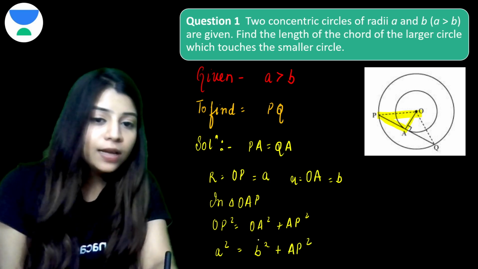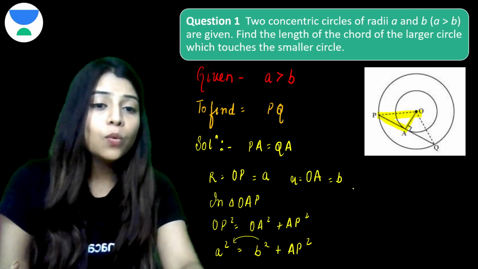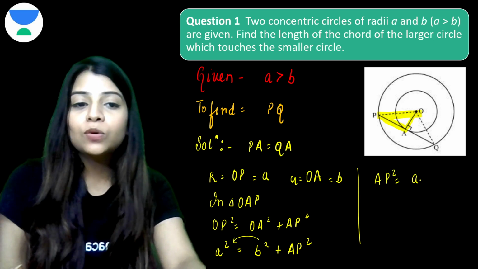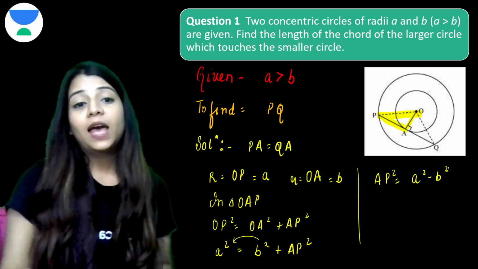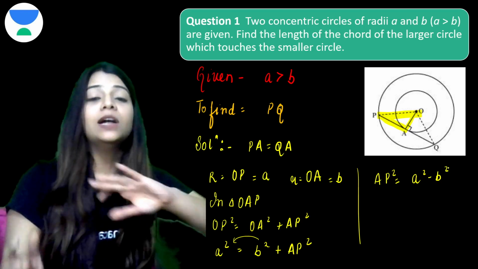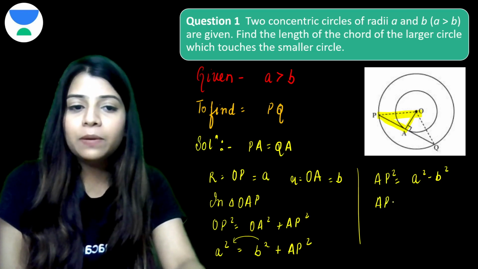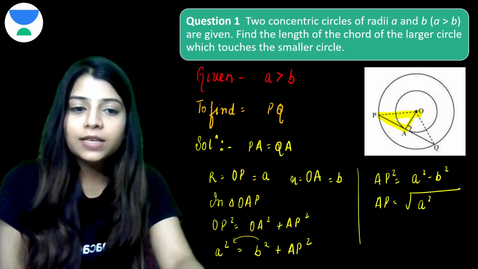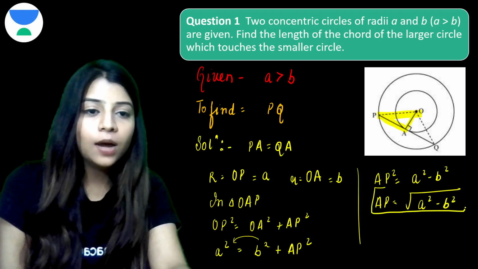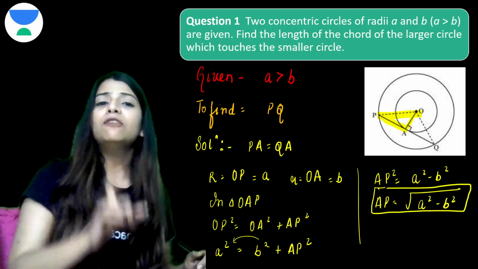Now this B square is adding over here, and when we take it to the right hand side, it gets subtracted. So AP square is equal to A square minus B square. And we know that if we transpose the square to the other side of the equal to, it becomes root. So AP becomes under root of A square minus B square. So this is the final answer. Oh no, this is not the final answer. AP is not what we have to find out; we have to find PQ.